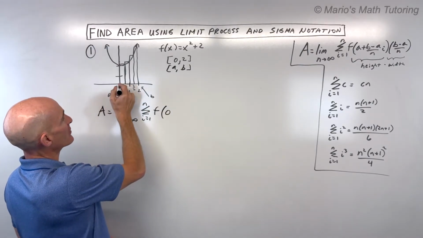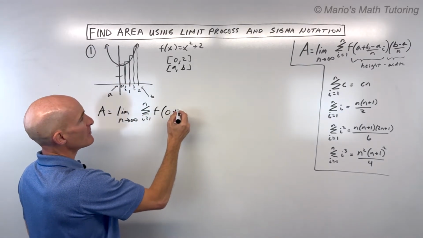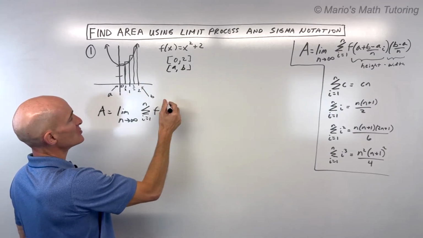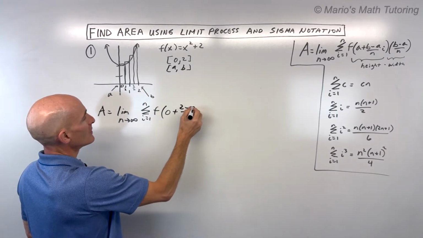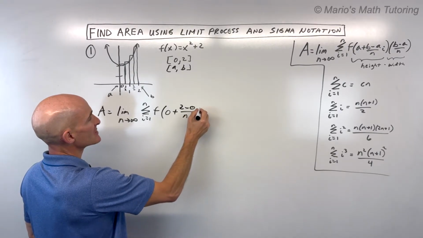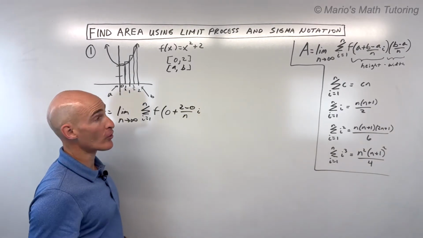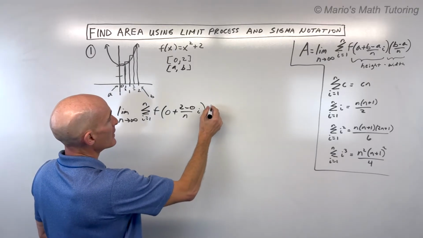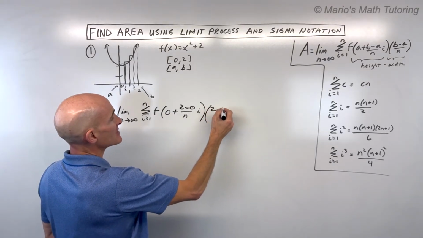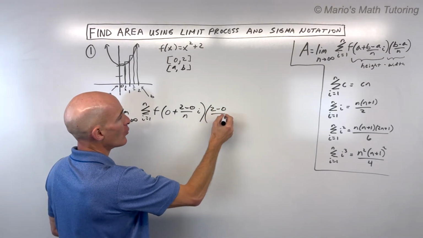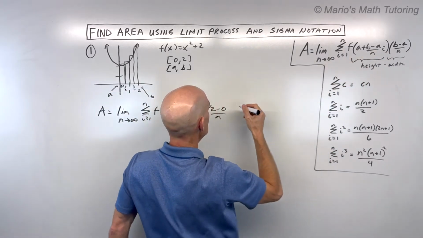That's our left bound here, right at the origin, plus b minus a. b is our right bound, so it would be 2 minus 0 divided by n, the number of rectangles, times i. That's our index, 1, 2, 3, 4 rectangles like that, etc. Then our width is going to be b minus a, so 2 minus 0, over n, the number of rectangles, okay? So that's basically it.